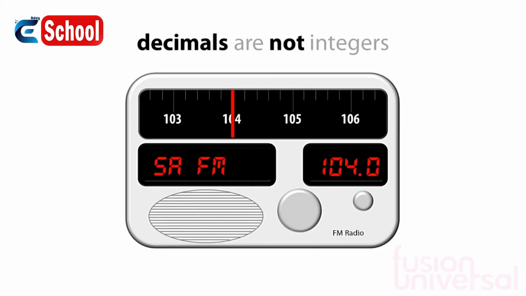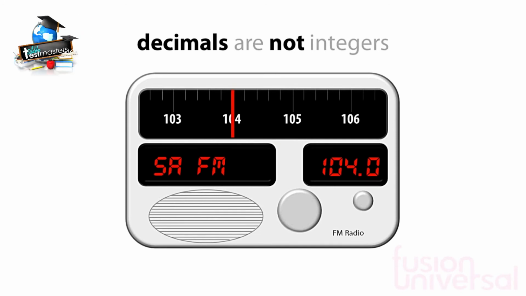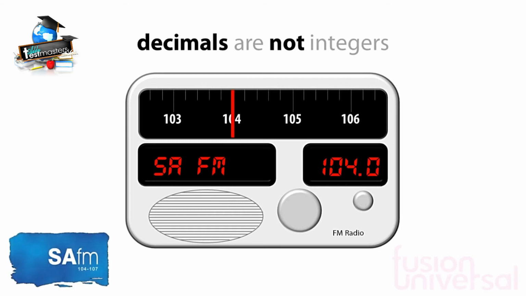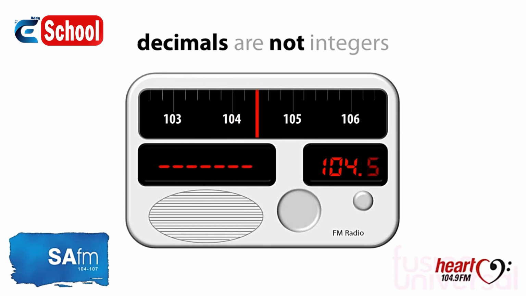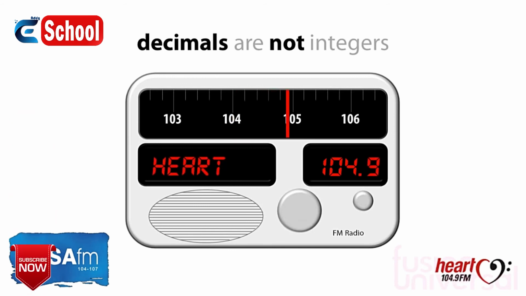Decimals are not integers. How do you tune into your favorite radio station? You set your radio to the correct frequency. If you like SAFM, then you set the frequency to 104. This is an integer. However, if you like Heart 104.9 FM, you tune into 104.9. This is not an integer, it is a decimal.